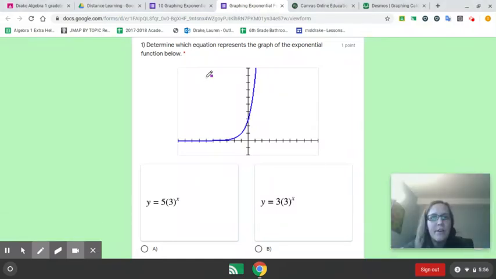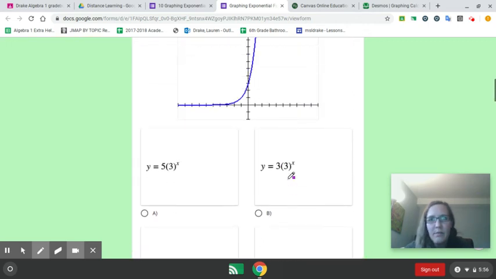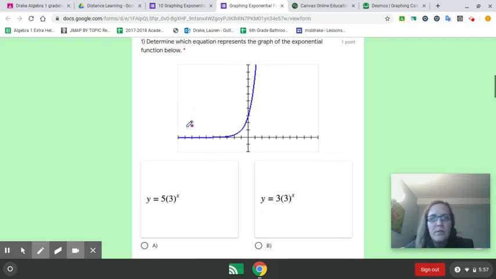Hey boys and girls, if you're stuck on number 1, I'm going to walk you through it. So we want to know which equation represents the graph of this function, and then you have 4 answer choices. So you're just going to type them into your y equals to see which one gives you the picture that looks like this. I'm going to identify 2 points on the graph to kind of look at and compare.